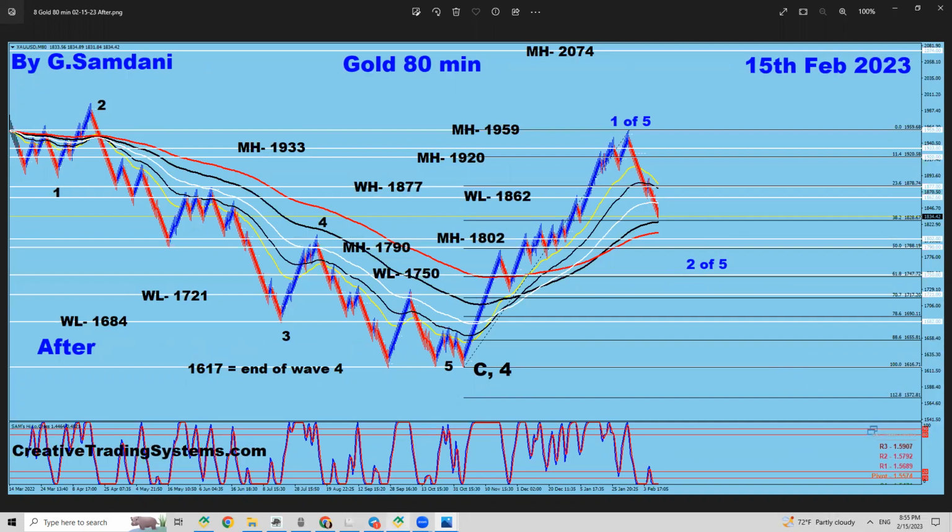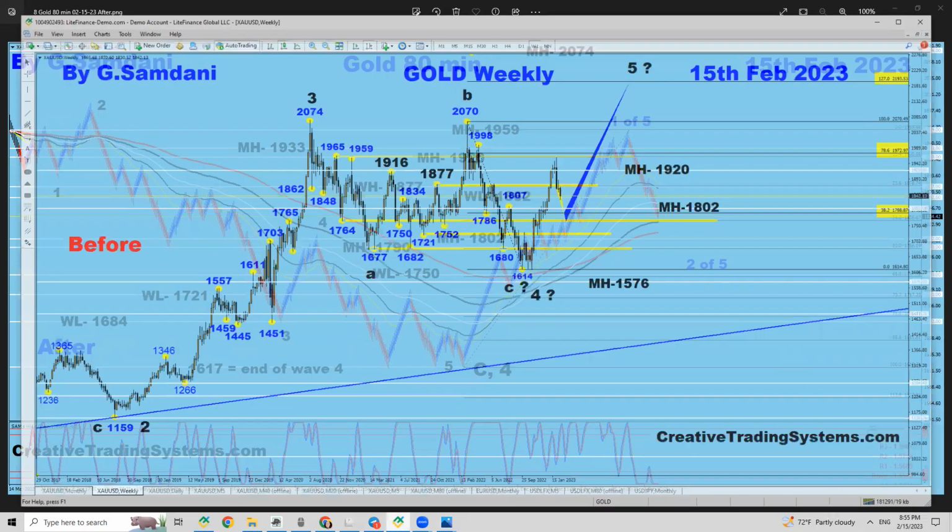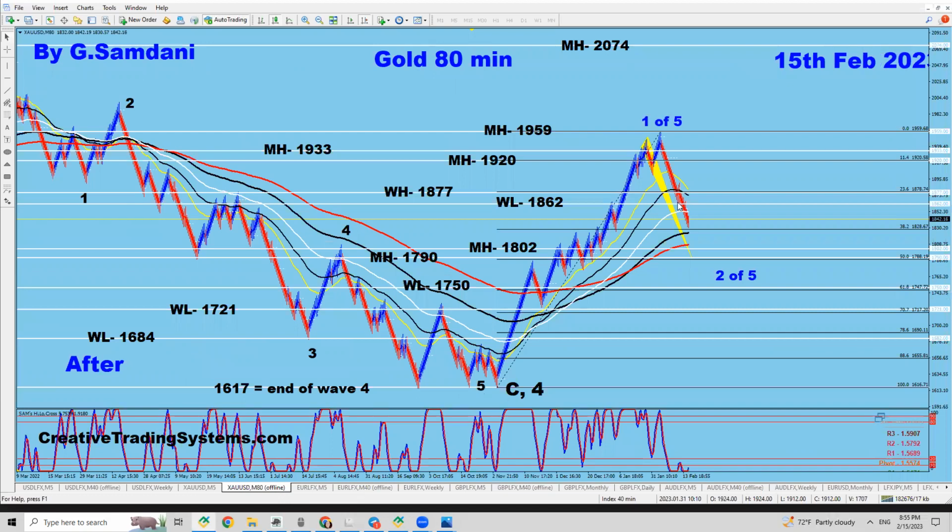So currently, what we are doing on the 80-minute chart. Let me show you here. This is how much we dropped here, and I'm expecting this to go maybe into this area, 1802, 1790, and then bounce. That's what I think. But there's one thing, that you have a turning point, but then there's another thing, that you already made the turn and you are halfway to your target.